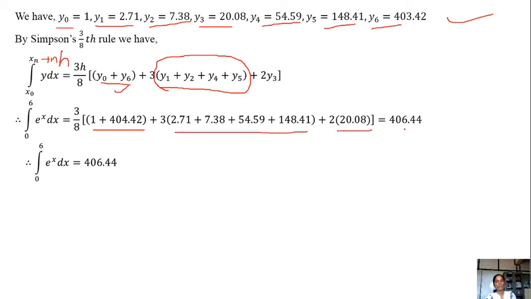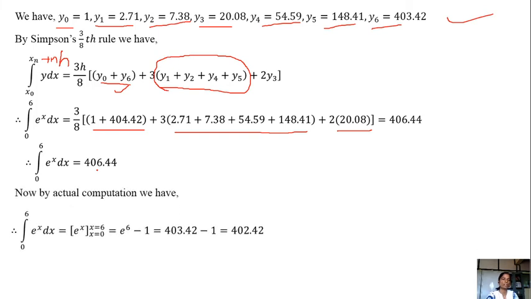You will get the answer 406.44, meaning the integration from 0 to 6 of e raised to x dx is 406.44. So this is the value obtained by applying Simpson's 1/3 rule. So let us see what is the actual value of the integral.